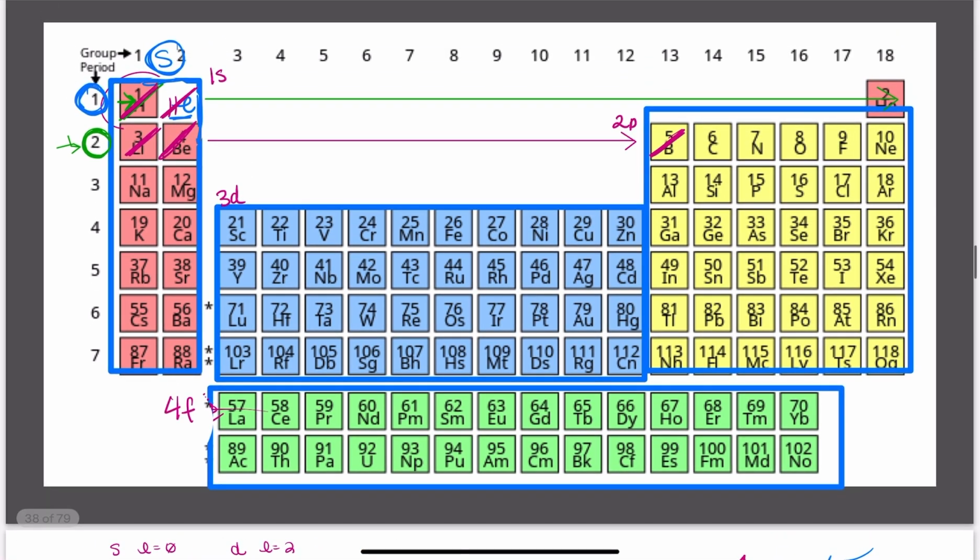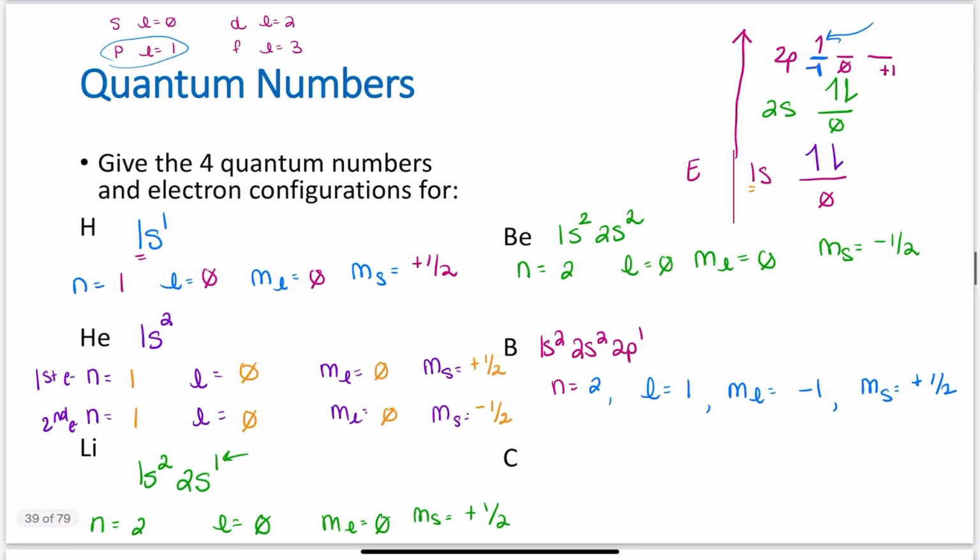And if I look at carbon, carbon is one space past boron. So 1s2, my s's are filled. 2s2, s's are filled. I haven't reached it yet. I go to my 2p block, 2p1, 2p2. So 1s2, 2s2, 2p2.